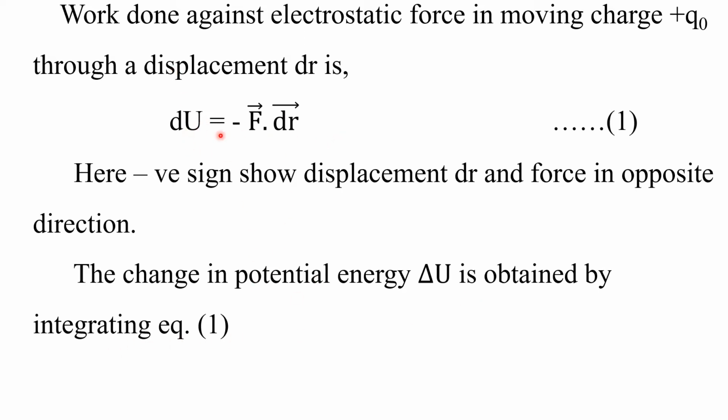The change in potential energy delta U is obtained by integrating equation number 1. So delta U is equal to the integration running from R1 to R2 of minus F dot dr. Here work is done against the electrostatic force in moving a charge plus Q0 from a point A to point B. A is situated at a distance R1 from the positive charge plus Q, and B is situated at a distance R2 from plus Q.